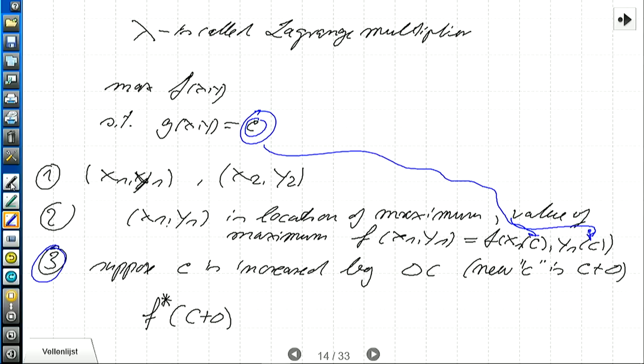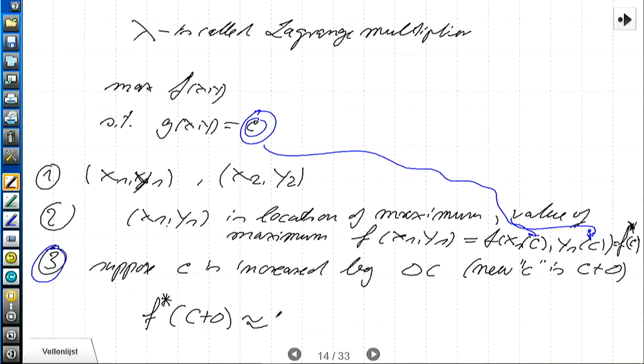And we said then, oh, well, that's cool. Why not simply call it f star of c and suppress the entire solution story, make it easy. That's what we did, right? And this gives me directly the value of the constraint, the value of the objective function. Good?